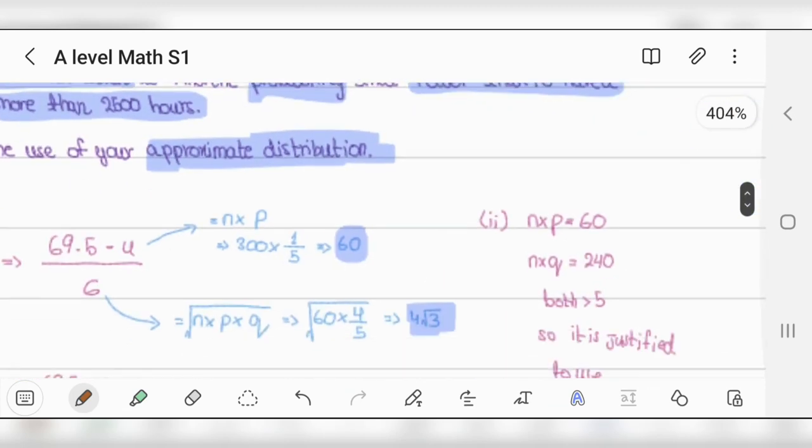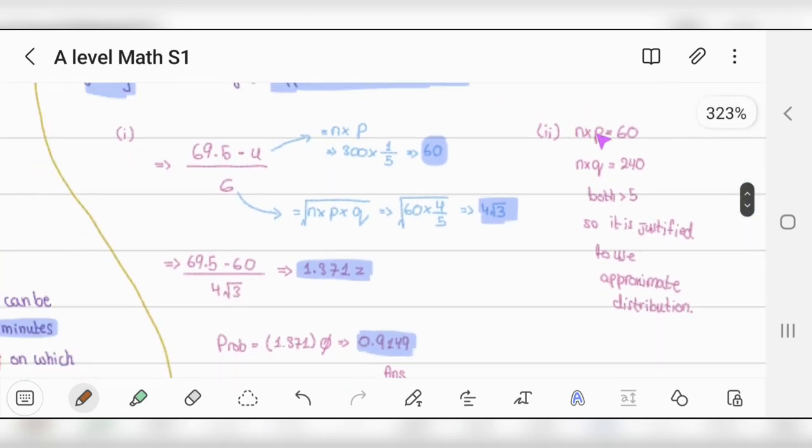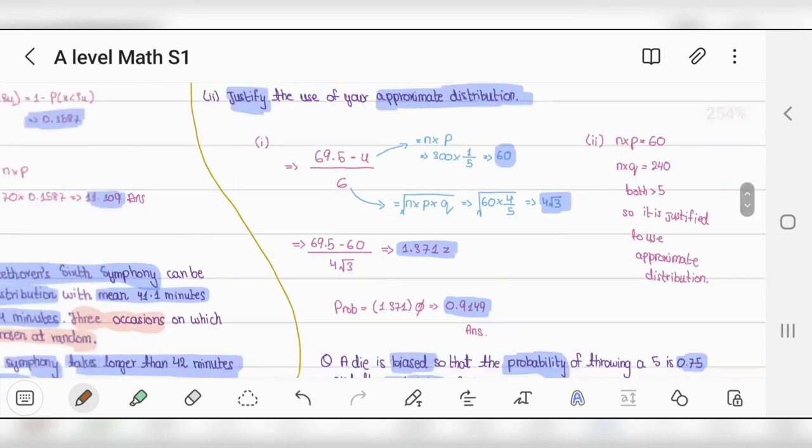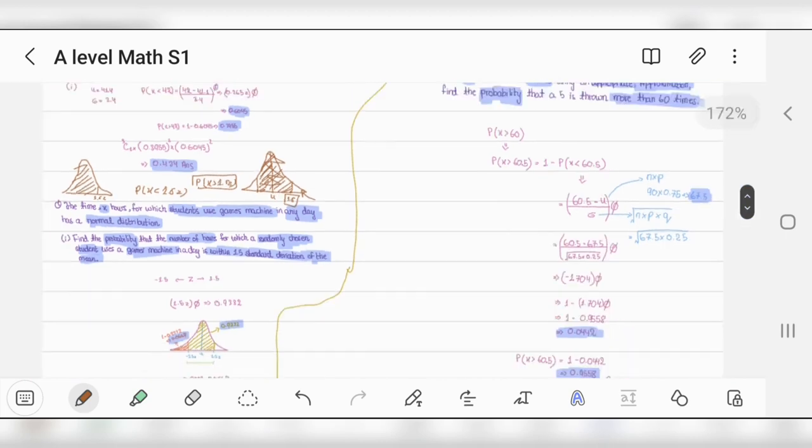Justify the use of your approximate distribution: because np is greater than 5 and nq is greater than 5, so it is justified to use the approximate distribution. Next question, please.